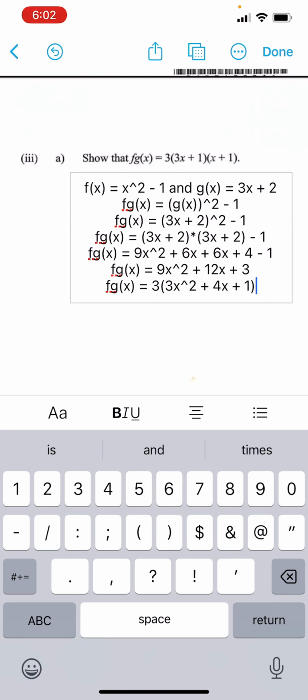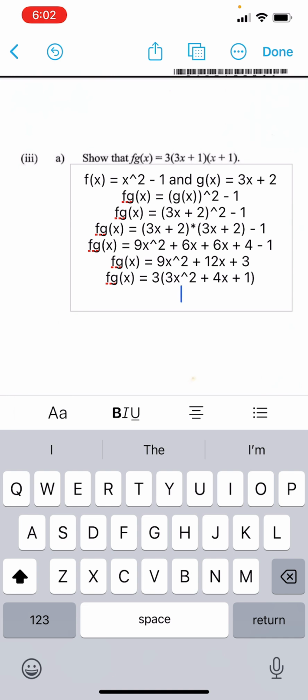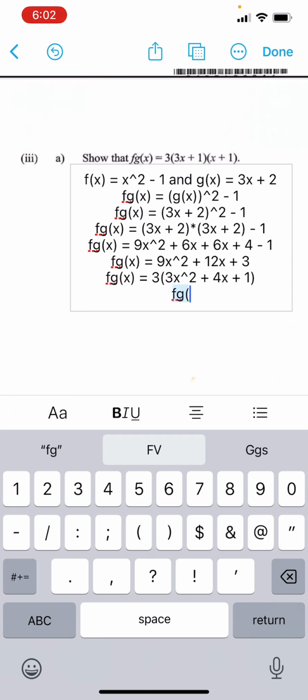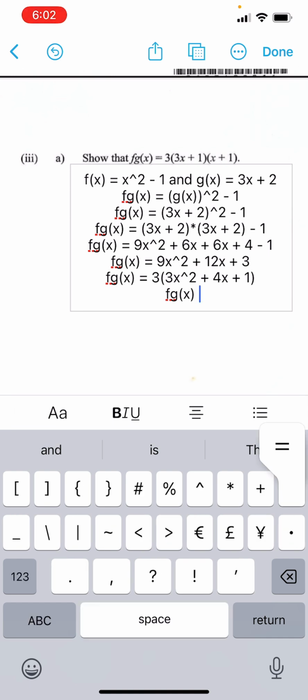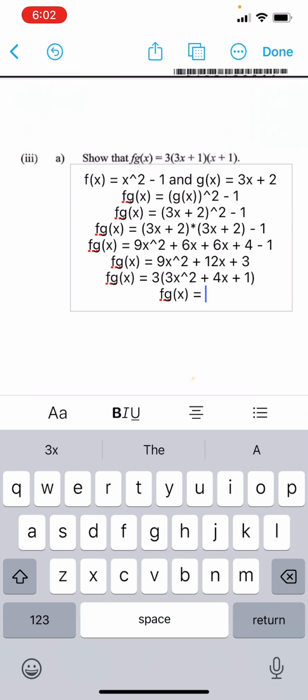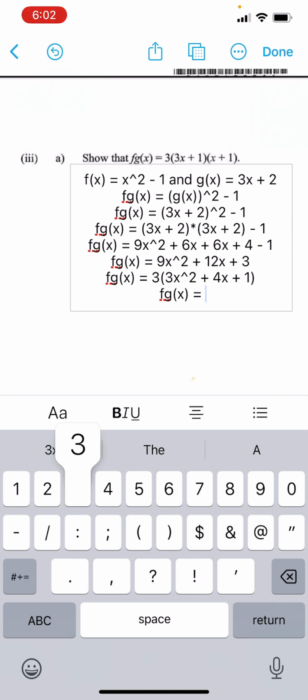At this point, we have the 3. We have the first term that we're looking for. So we're just going to continue. f of g of x is equal to 3, bracket. Now, just looking at the answer that we're supposed to get at the top there, we're going to need to factor this equation again.